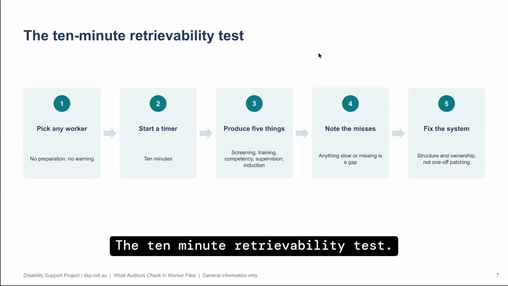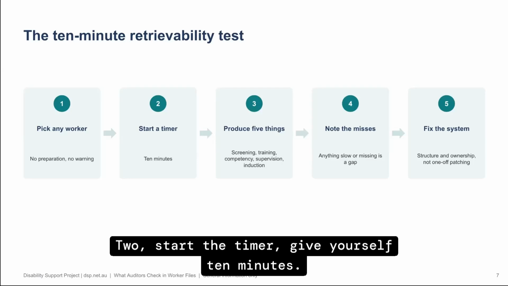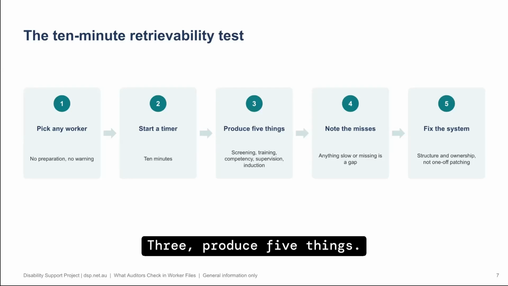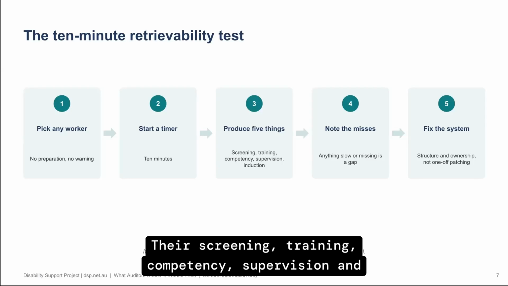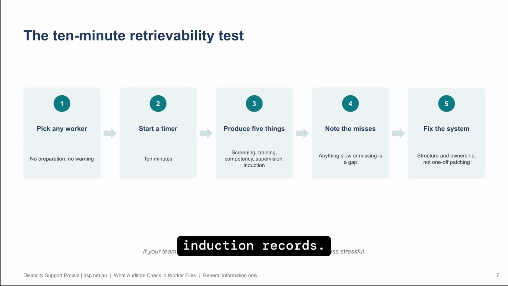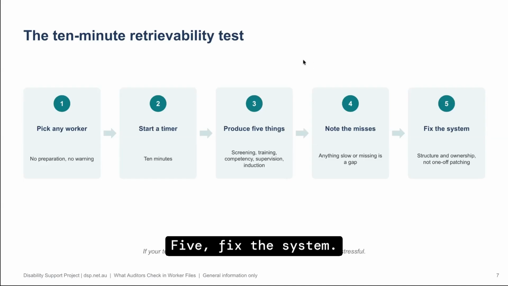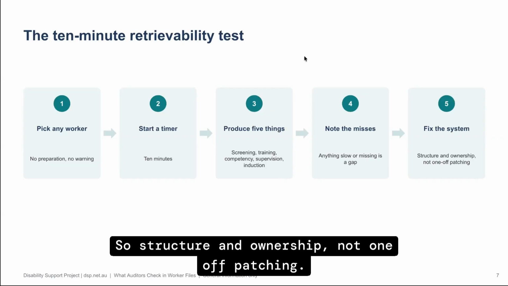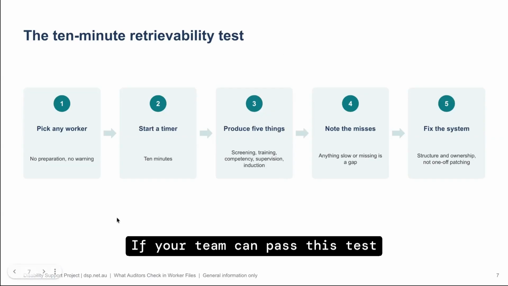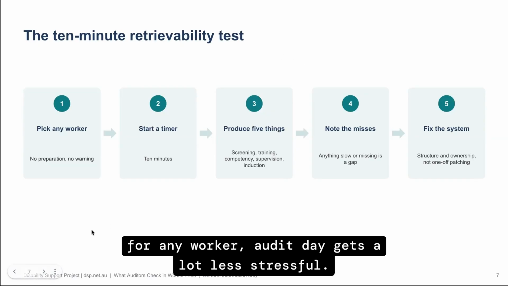The 10-minute retrievability test. Number 1, pick any worker, no preparation, no warning. 2, start the timer, give yourself 10 minutes. 3, produce 5 things: their screening, training, competency, supervision and induction records. 4, note the misses. Anything slow or missing is a gap. 5, fix the system. So structure and ownership, not one-off patching. If your team can pass this test for any worker, audit day gets a lot less stressful.